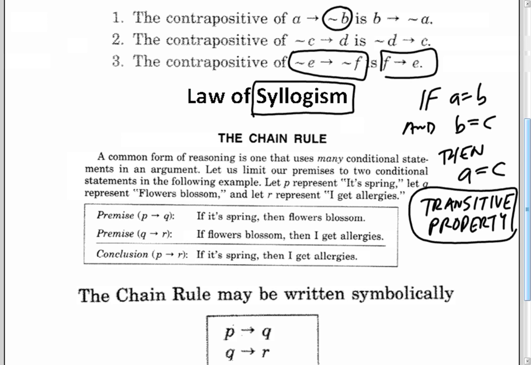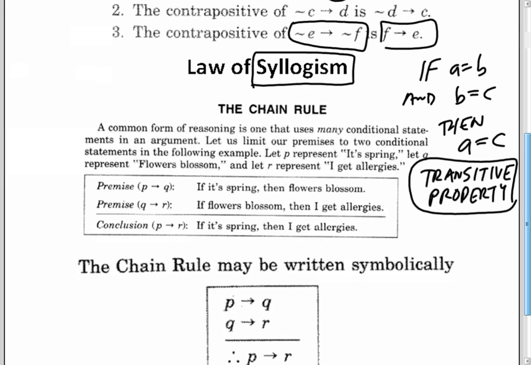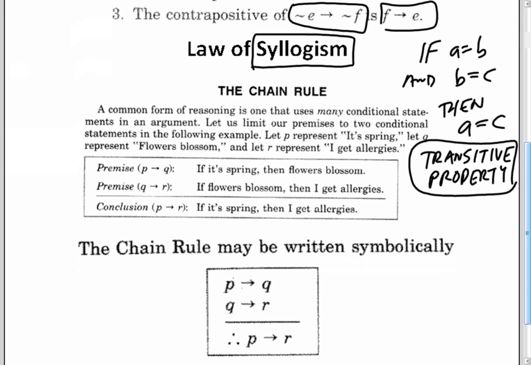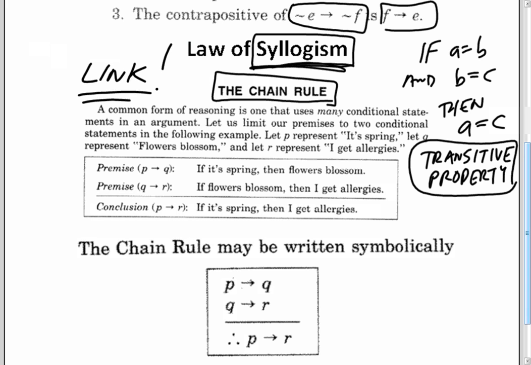This isn't an equal sign. This isn't a congruent symbol. What kind of symbols do we have in between P and Q and Q and R? Arrows, which stand for conditionals. When we are talking about the same idea with conditionals, we call it syllogism or the chain rule. The chain rule is because we're looking at a link. There's got to be something that connects the conclusion of one conditional to the hypothesis of another conditional.